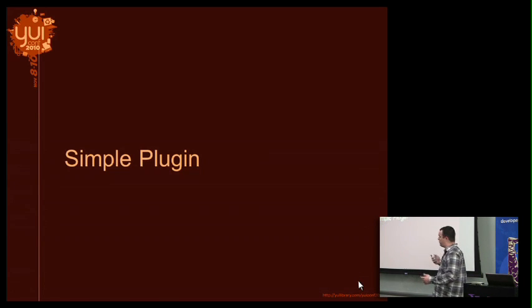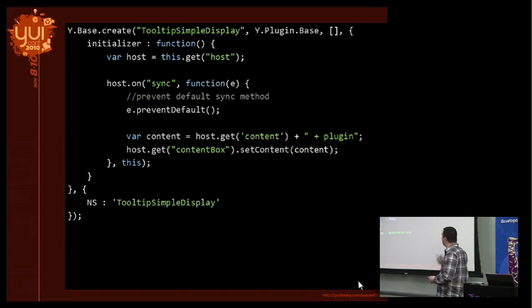So let's do a really simple plugin into this tooltip widget and kind of see where it takes us and see if we can answer the question of why our sync UI looked goofy. So we're going to create a simple tooltip simple display. You know it's simple because it says simple in the title. That works everywhere. All it's going to do is specify an initializer, get its host object, and listen for the sync event on the host object.